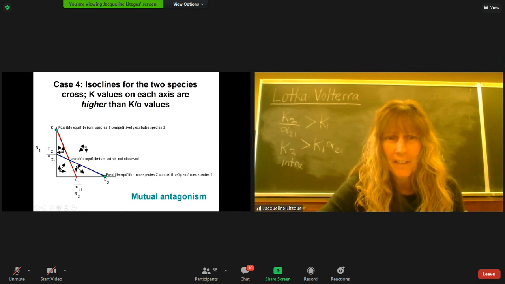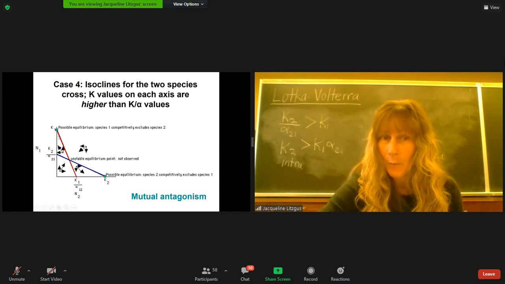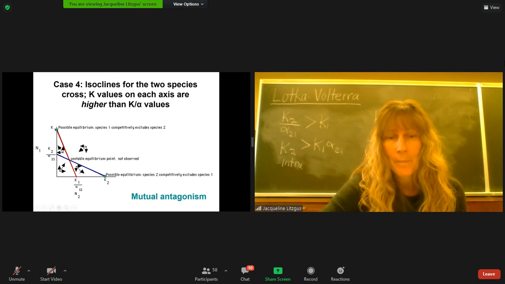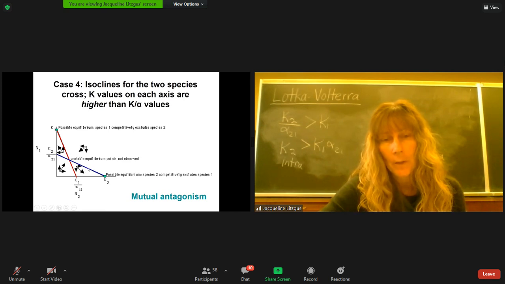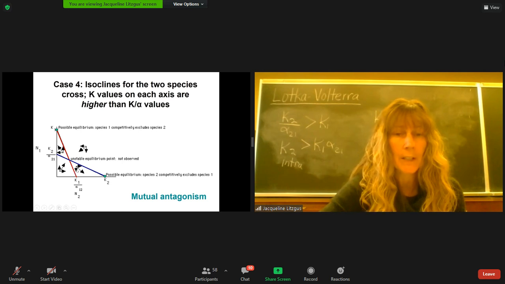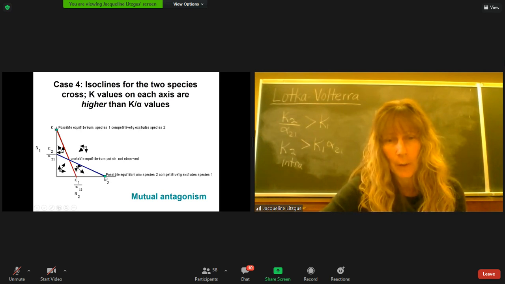So the vector now points up here to K1. Down here, we are below the species two isocline, so species two can still grow, but we're above the species one isocline, so species one has to go down. So now the trajectory could possibly go here to K2, right?